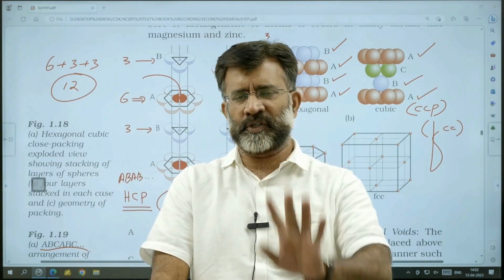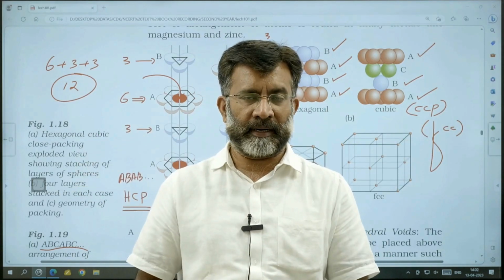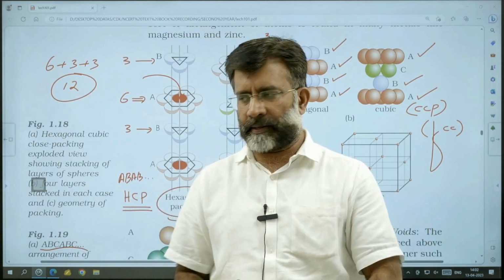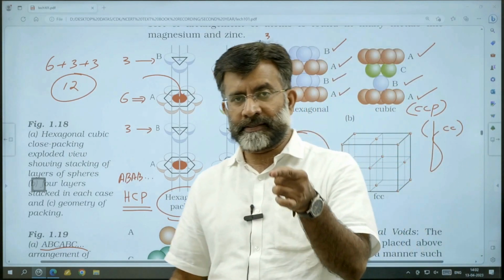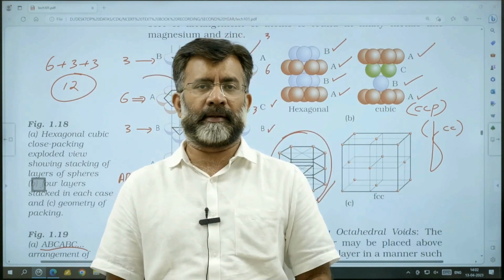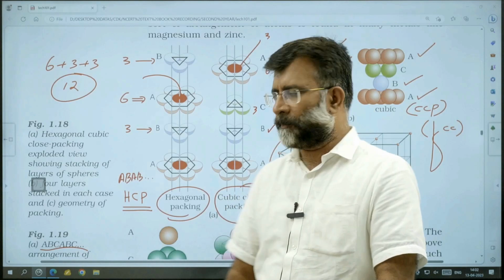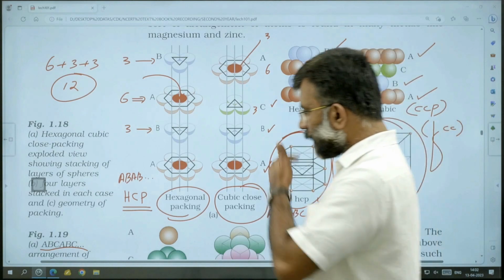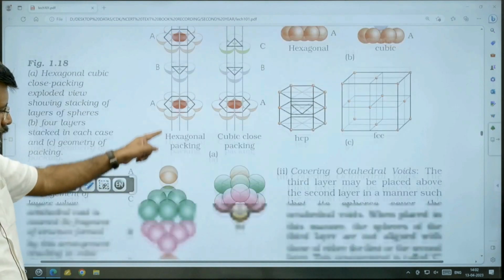The packing efficiency, coordination number, everything will be same. But the arrangement is different. In HCP, it is layer AB pattern. It will come like a hexagonal system. While FCC, that is CCP, cubic closed packed system, it is ABC pattern. It will go for a CCP arrangement, FCC arrangement, cubic system. This is the cubic system. Both are equally efficient packing. They are the most important packings.